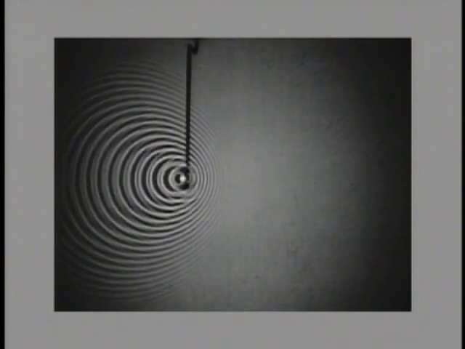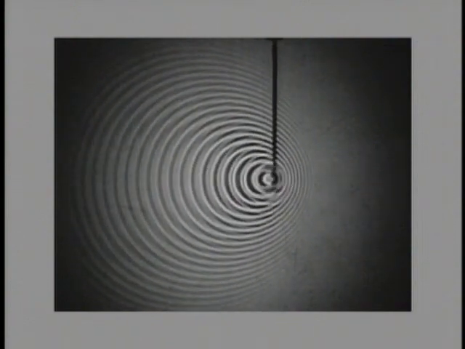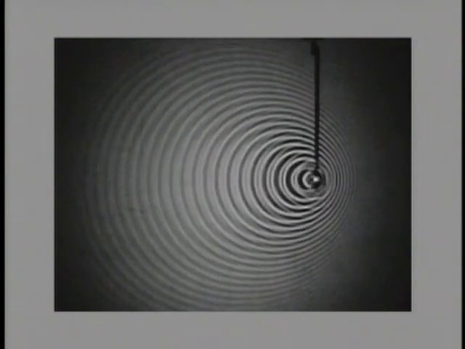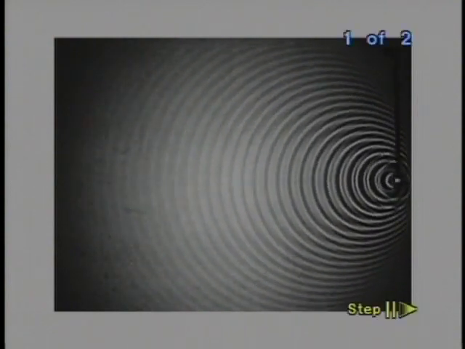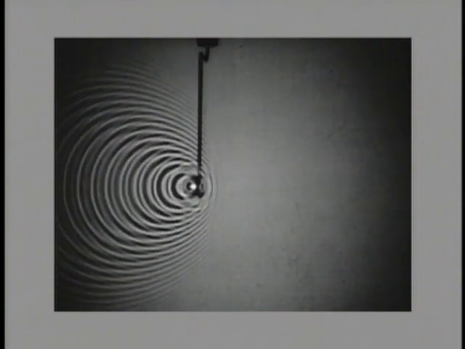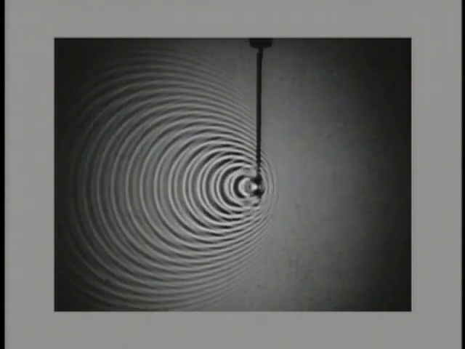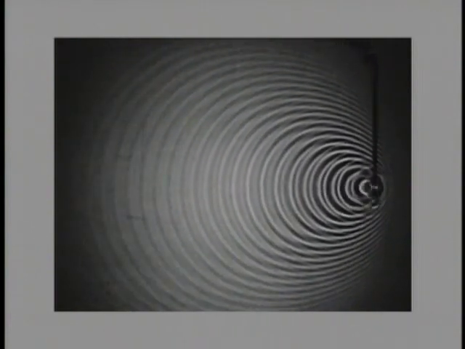The speed of the source is about 3/4 of the speed of the wave. Notice how the waves are beginning to stack up on the front side of the source. The source is traveling at 95% of the speed of the wave. Notice the buildup of a front of waves on the forward side of the source.